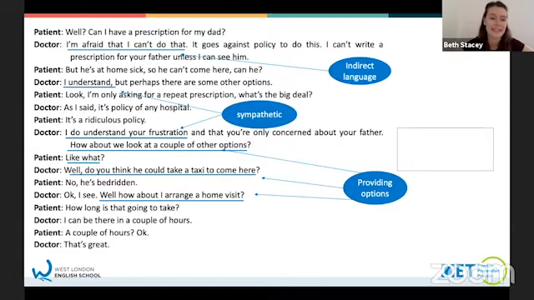We've got some sympathetic language. I understand. I do understand your frustration. And then what we've got here, which I think is really good, is the doctor is providing options for the patient. So saying, you know, how about we look at a couple of other options? You know, do you think you could take a taxi to come here? So by doing this, you're putting the patient at ease.